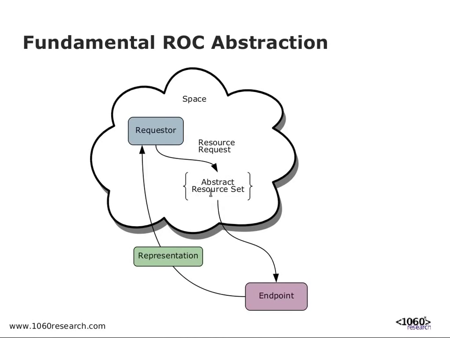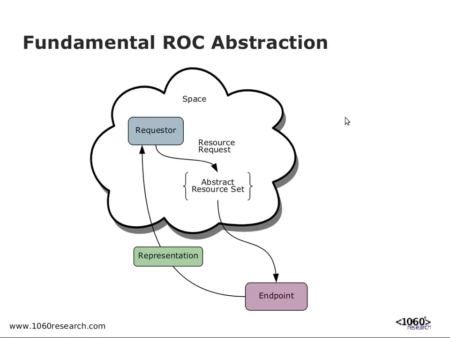The address space essentially contains an abstract set of the resources, logically decoupled from the requester. When the request is issued, it's resolved to an endpoint that can fulfill the request. Here, the endpoint does whatever it needs to do, including potentially issuing further requests for more resources. Eventually, it's accumulated the state that it requires in order to return a representation of the resource that was requested to the requester.